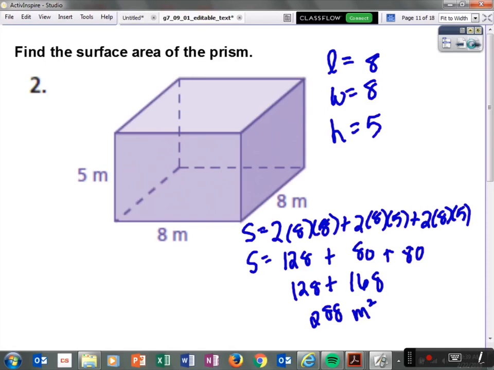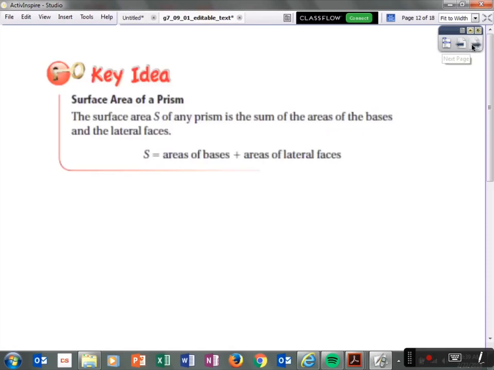All right. Surface area of a prism. Oh no. I just want you to write down what I underlined.